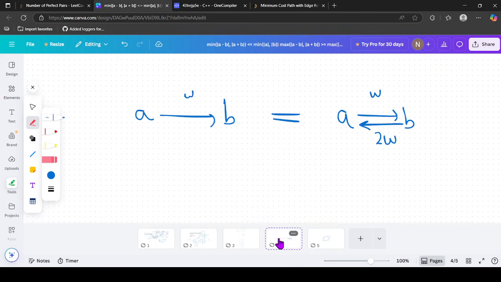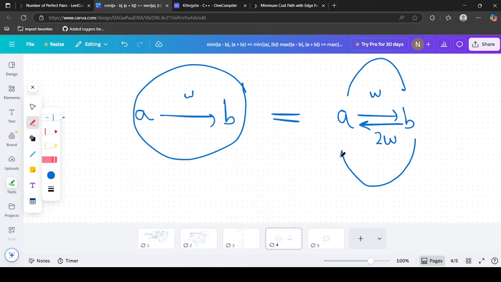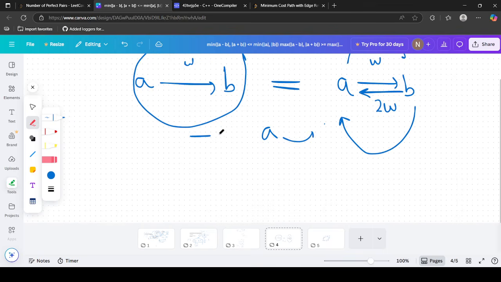So from this, if we try to take more examples, it is clear that an edge A to B with weight W is simply equal to A to B with weight W and B to A with 2W, because we can reach A from B with 2W, even though we may not use this. But what if every edge is added as a double edge? Then we can directly use Dijkstra, right?